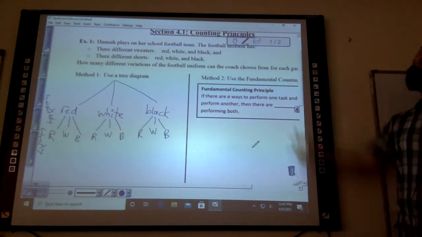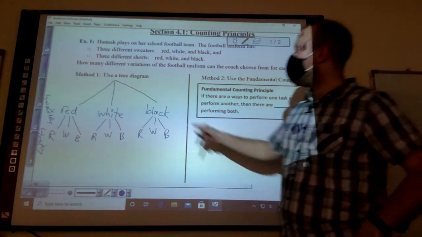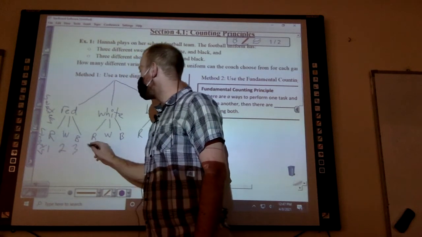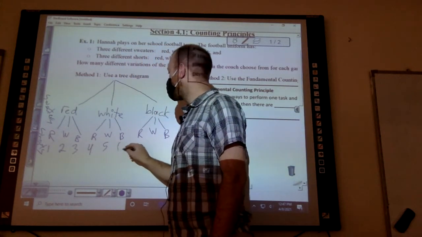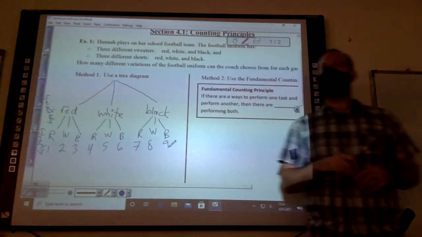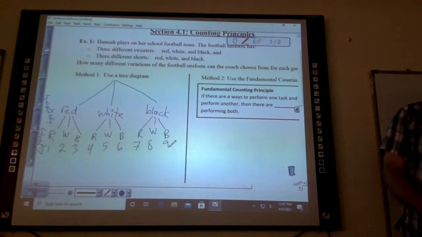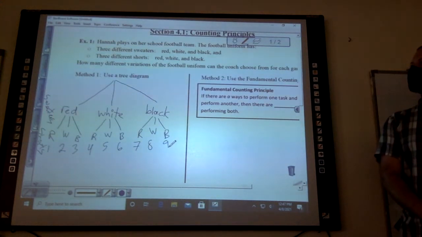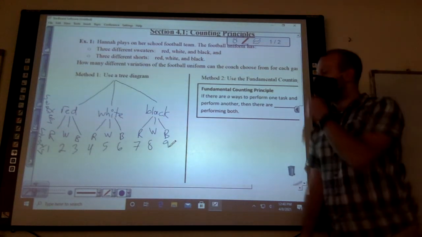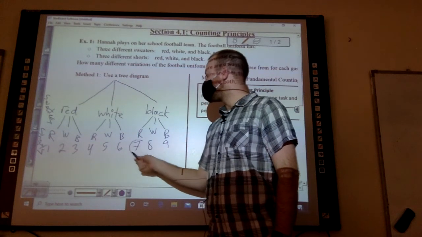So this shows our different outcomes. If we count the ends of these, I've got 1, 2, 3, 4, 5, 6, 7, 8, 9 different options that I could pick. And notice the hard part is trying to read what this diagram is telling us. So if I were to pick, let's say, option 7 here.